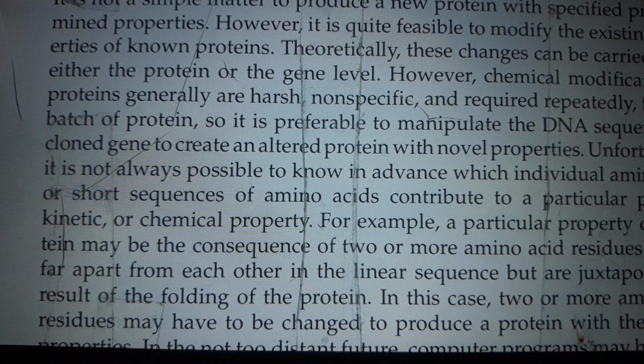However, chemical modifications of proteins generally are harsh, non-specific, and required repeatedly for each batch of proteins, so it is preferable to manipulate the DNA sequence of a cloned gene to create an altered protein with novel properties. Unfortunately, it is not always possible to know in advance which individual amino acids or short sequences of amino acids contribute to a particular physical, kinetic, or chemical property.